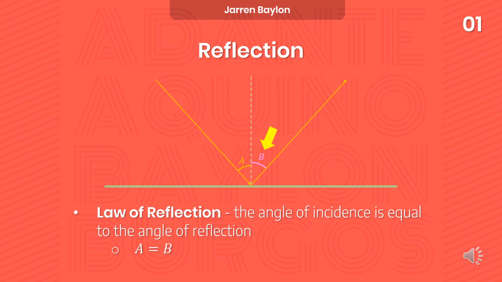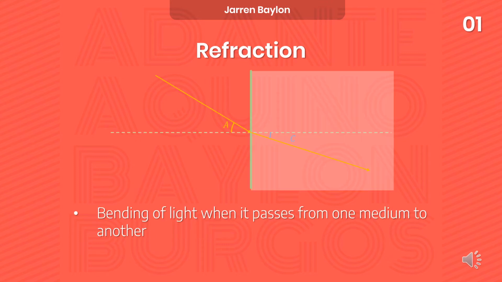Lastly, we have the law of reflection. Now, the law of reflection states that the angle of incidence is equal to the angle of reflection. So now, let us move on to refraction. So as defined, refraction is the bending of light as light passes from one medium to another. This occurs when light passes through a transparent material such as air, water, and glass. Furthermore, refraction takes place where two different substances meet.